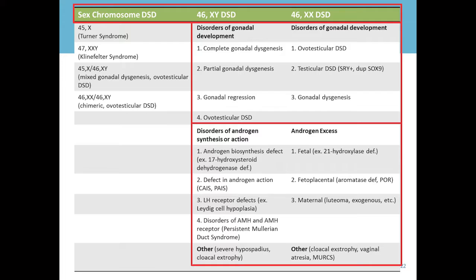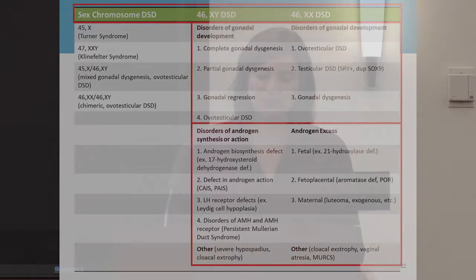There are ones like ovotesticular DSD, where some of the gonadal tissue is ovarian and some of it is testicular in the same individual. Obviously, there are many here. I'm kind of hitting the highlights. But if the gonad forms properly, then you can also have disorders of androgen synthesis or action. So androgens are the hormones that are like testosterone. And you can either have too much of them or too little of them, or maybe they don't work properly.